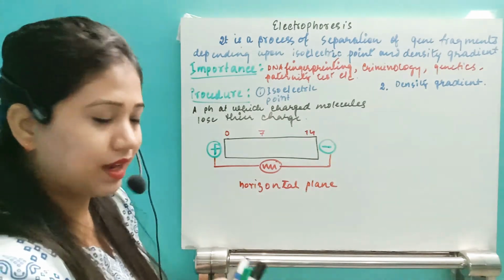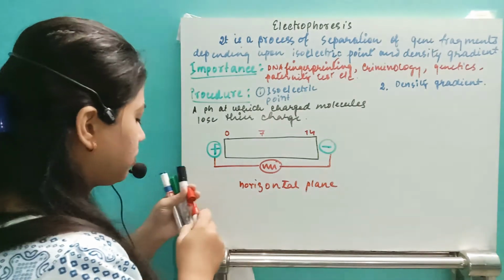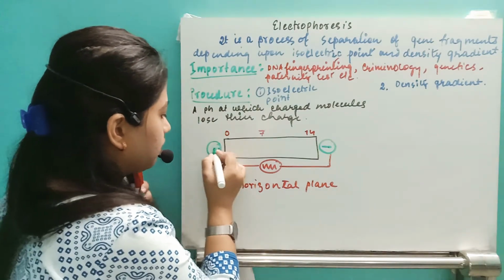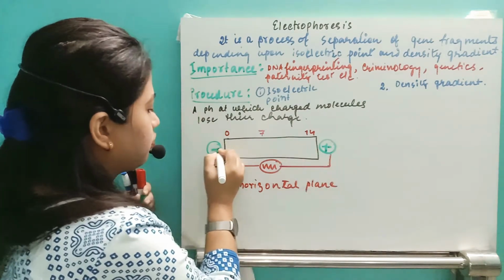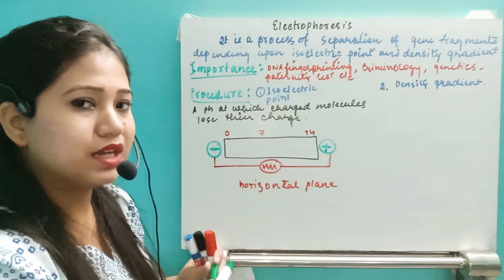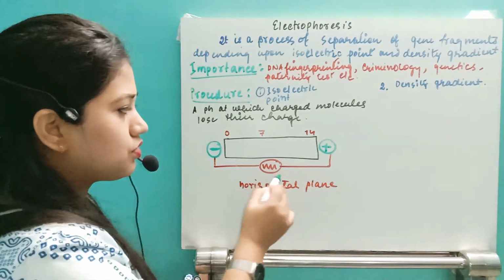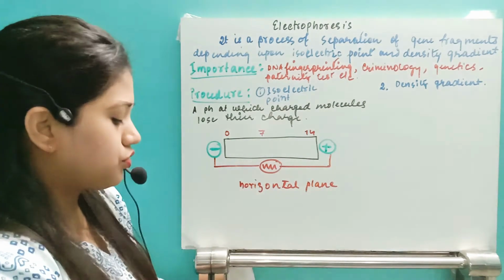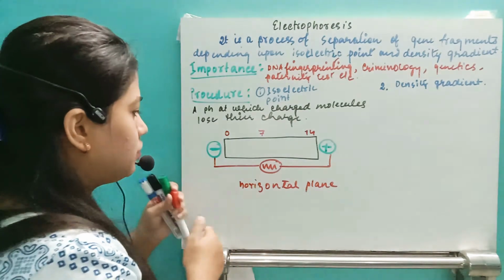So here, this is the negative pole and this is the positive pole. Now the DNA fragments we will put here. DNA is negatively charged. Whenever electricity runs, they will run towards the positive pole, right? So here we will put the gene fragments.